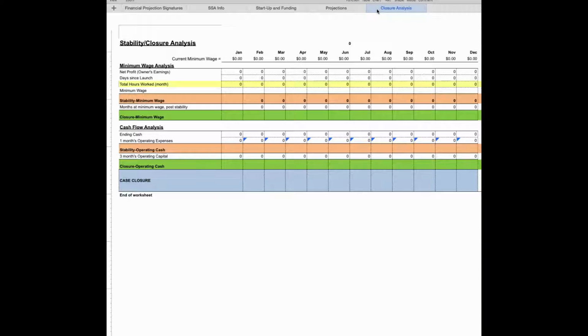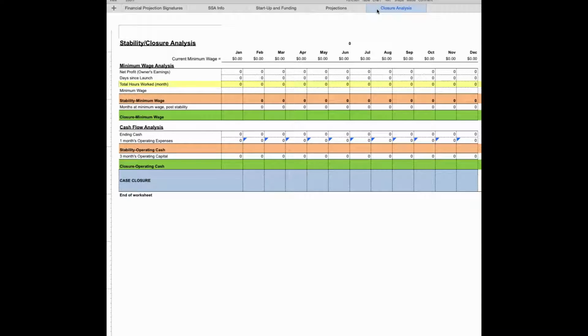And the final tab, Closure Analysis. No data is entered directly into the spreadsheet. All of the information necessary to calculate projected stability and closure months are pulled from data entered into the other worksheets in the VR1805-2. We will discuss each of these worksheets in more detail throughout this presentation.